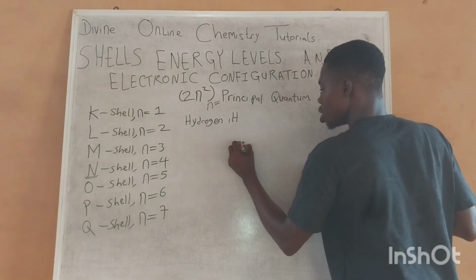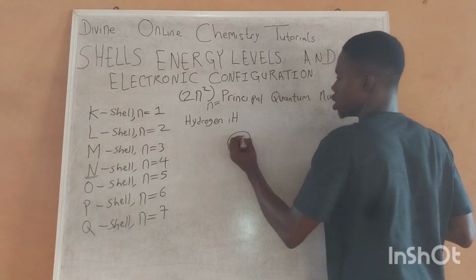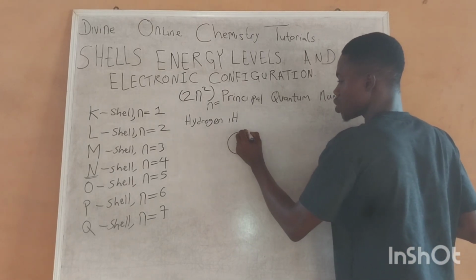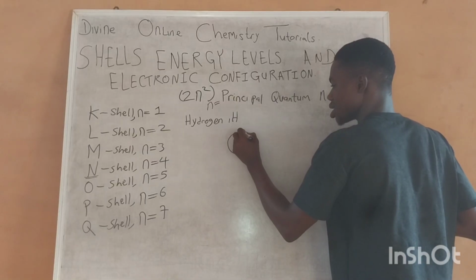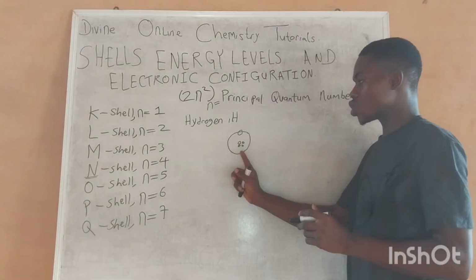Now, if you want to represent this using the shell method, we are going to represent it like this. This is the nucleus, and this is the shell. You must start with the first shell, which is the K shell. Now, hydrogen has 1 electron, so you are going to represent it like this. This is the shell method.